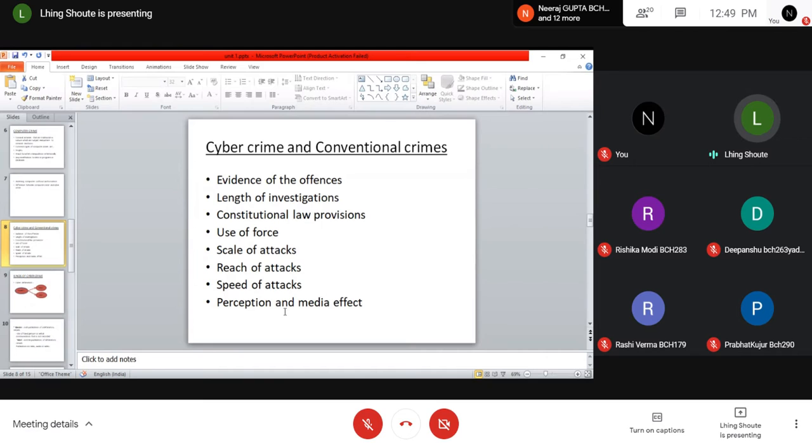Like I've already said, traditional criminals can leave evidence such as DNA, fingerprints, maybe videos captured on CCTV, or personal belongings such as ID cards, and all these things make it very easy for investigators to identify and capture the culprit. Okay, and the third is constitutional law provisions.